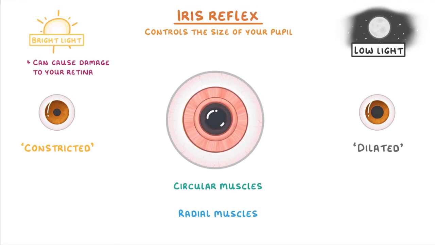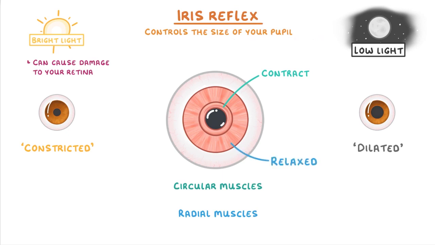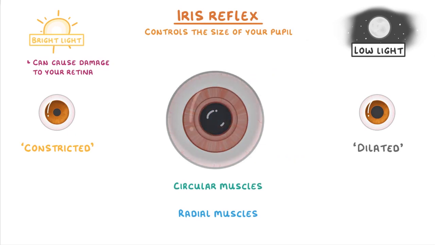In order to make the pupil smaller in bright light, the circular muscles contract, squeezing the pupil smaller, and the radial muscles have to be relaxed, so that they can be stretched longer. If it's dark though, and the pupil needs to let in more light, the circular muscles relax, and the radial muscles now contract, making them shorter and pulling the pupil open.